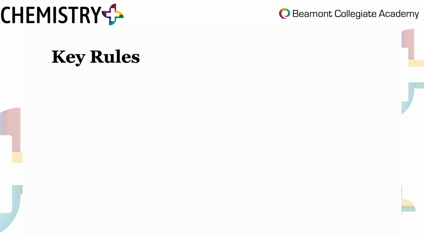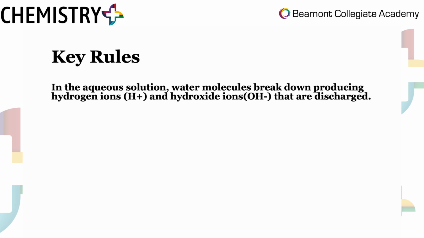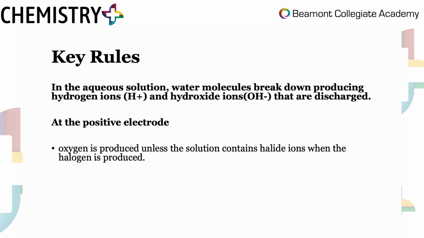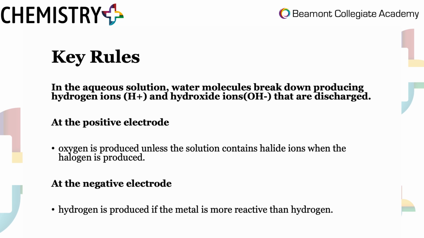Key rules. In the aqueous solution, water molecules break down, producing hydrogen ions, H+, and hydroxide ions, OH-, that are discharged. At the positive electrode, oxygen is produced unless the solution contains halide ions, when the halogen is produced. At the negative electrode, hydrogen is produced if the metal is more reactive than hydrogen.